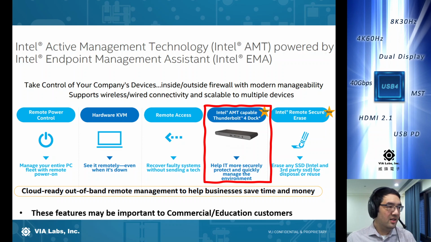So Intel AMT, Active Management Technology, and their Endpoint Management Assistant. These things seem to be Thunderbolt specific, and they aren't defined in the USB 4 spec. And these features, they may be important to commercial and education customers. So that's also kind of why we say that Thunderbolt 4 and USB 4 are going to coexist on the market today.